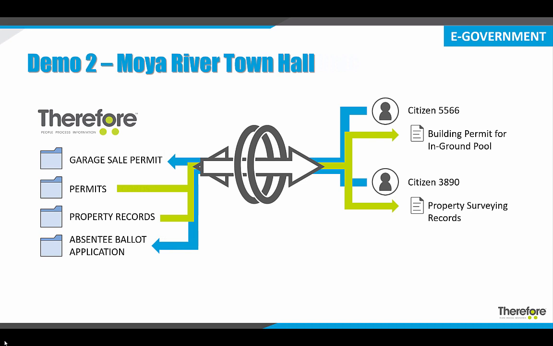Now, if we follow the blue arrows, we also see what kind of documents Moya River citizens can upload. One is a very simple form to apply for a garage sale on their property. The other example is an application for an absentee ballot, in case, for example, they're not in town when elections should take place and they want to cast their vote in this manner.